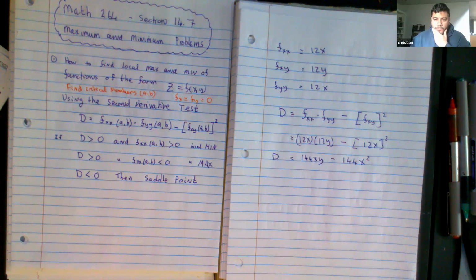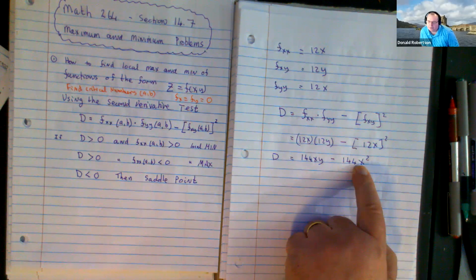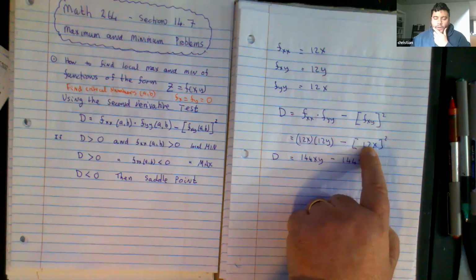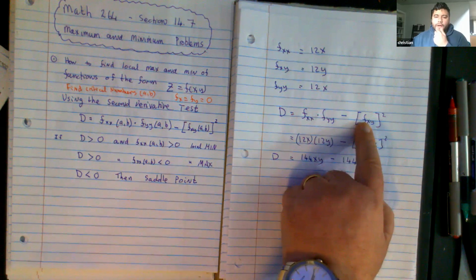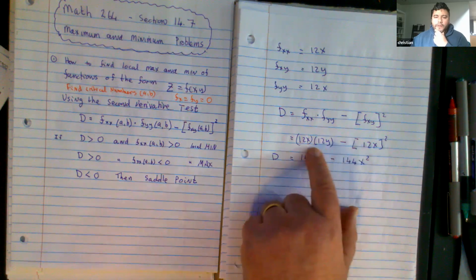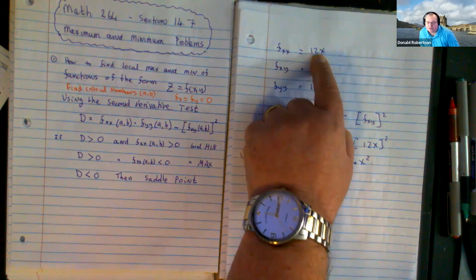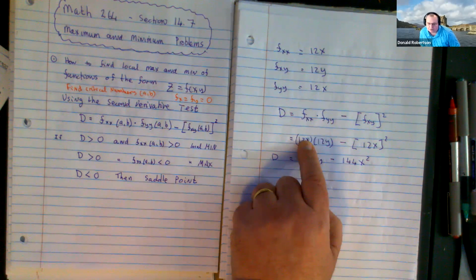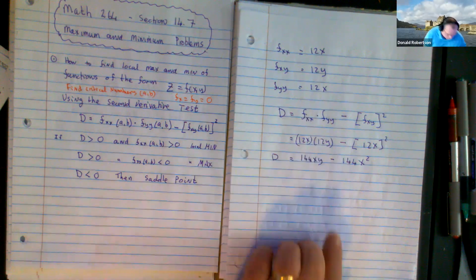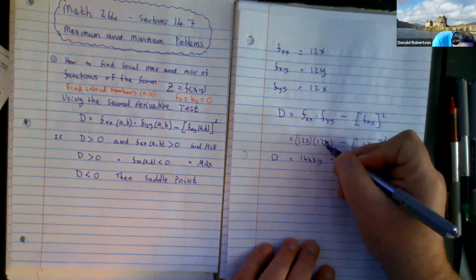Shouldn't it be 144x squared? Didn't I write that down? No, I meant the first one. Oh, here? You see, you have 12x times 12y. I thought it was 12x times 12x. Okay, we are doing f of xx, which is 12x, times f of yy, which is 12x. Thank you.